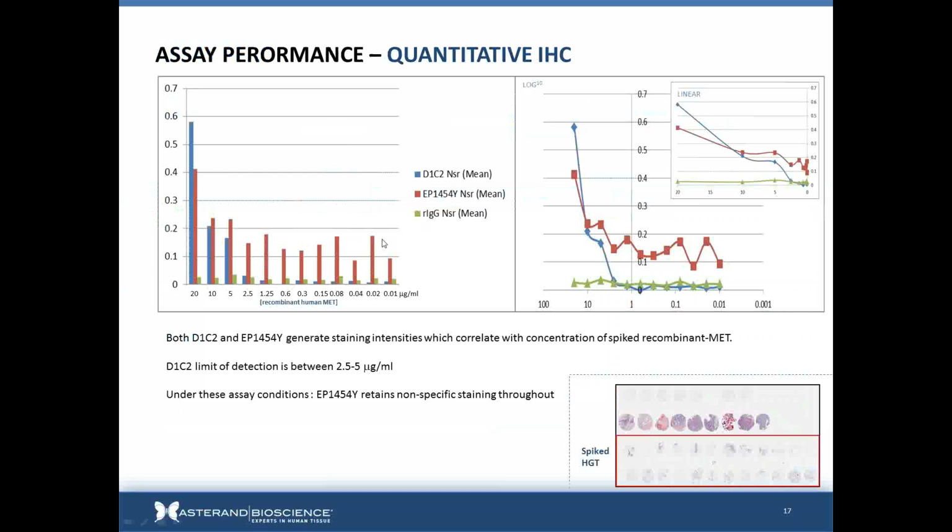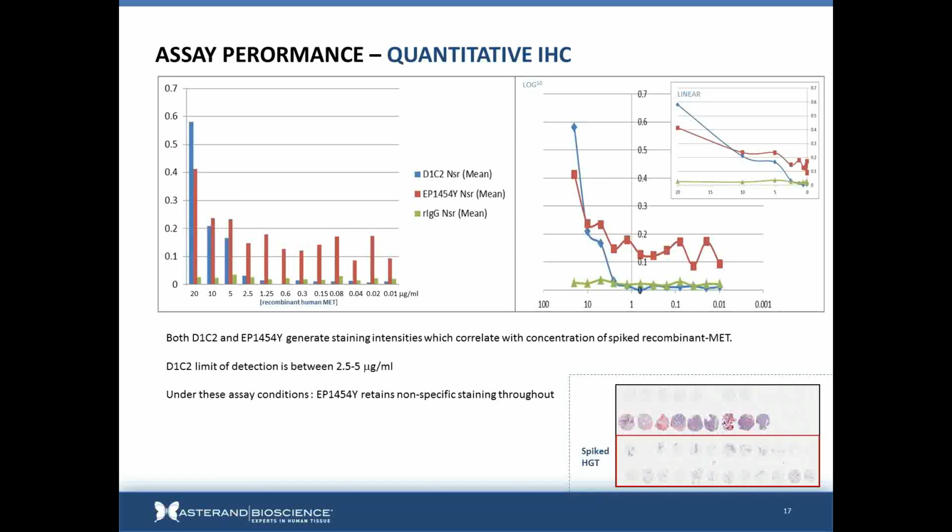This slide shows how the antibodies perform in spiked homogenates, highlighted in the array scan bottom right, where the red box outlines the 2 rows of spiked homogenate samples. This data shows a clear relationship between the NSR value and the MET concentration for both antibodies.